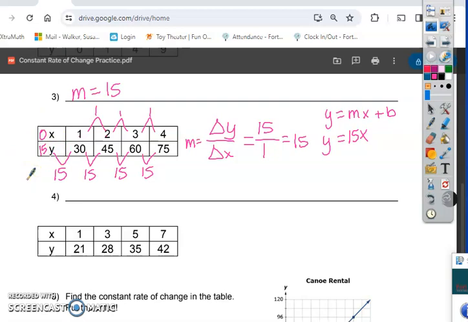It doesn't. Okay, so it goes through what? 0, 15. That is my B. The number, even though it's the same, it's fine. That just means it crosses the y-axis at 15. Okay? So here's my equation. Okay?